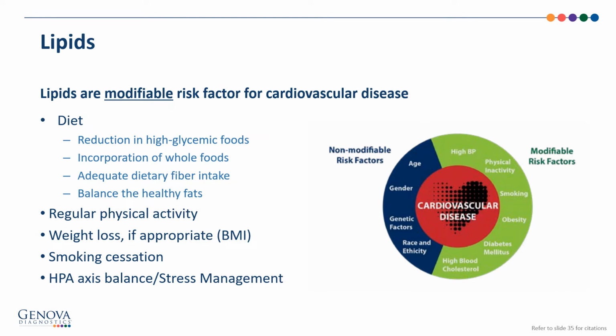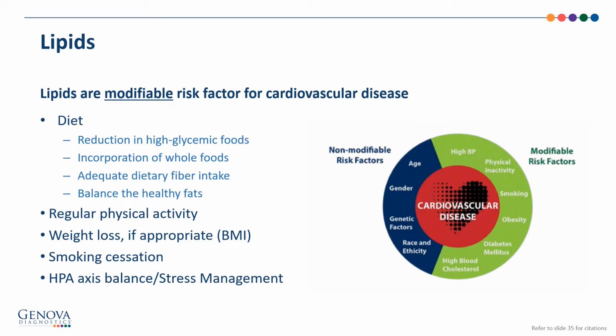As mentioned earlier, the good news is that many of these markers are actually modifiable. Again, they can be impacted by lifestyle and dietary modifications, and sometimes even medications. So an ideal cardiovascular health diet is going to include many different factors. You have a reduction in high glycemic foods, which includes a dramatic reduction in refined carbohydrates, your sugary foods, the sweets, the sweetened beverages, even starchy vegetables such as white potatoes.